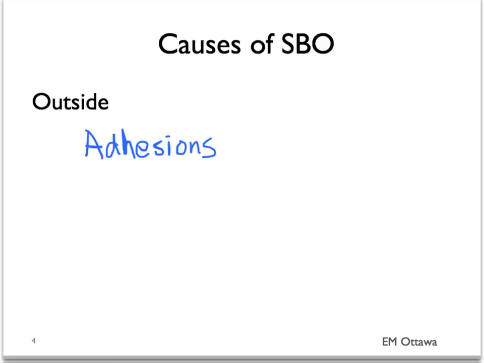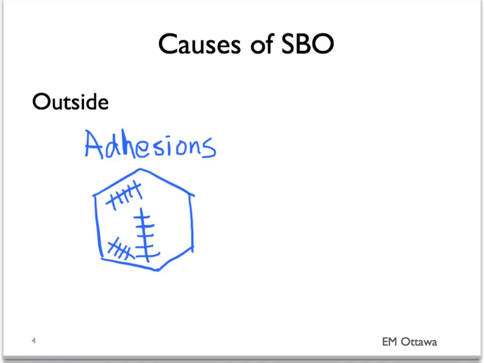Adhesions are caused by previous surgery. This is the main cause of small bowel obstruction. Less commonly, the small bowel can also be caught if there is a hernia.